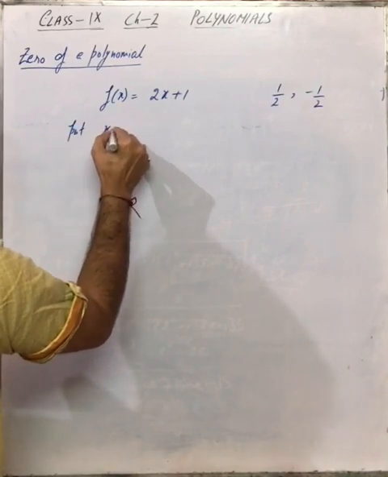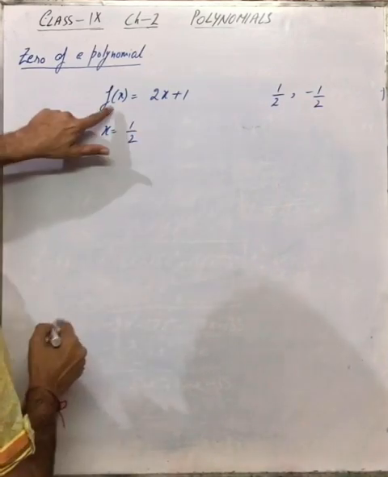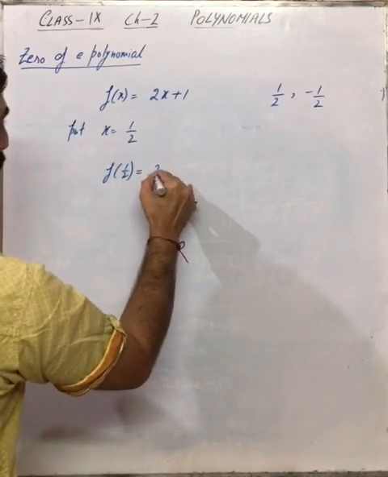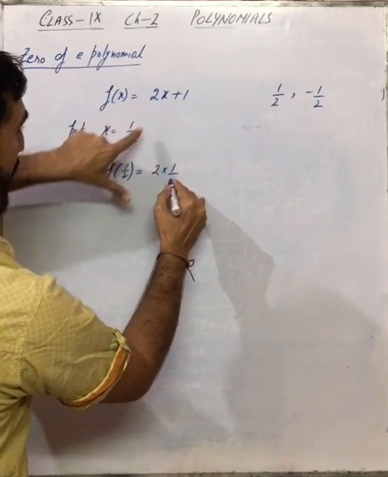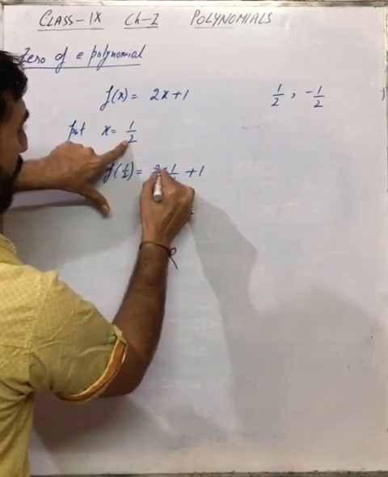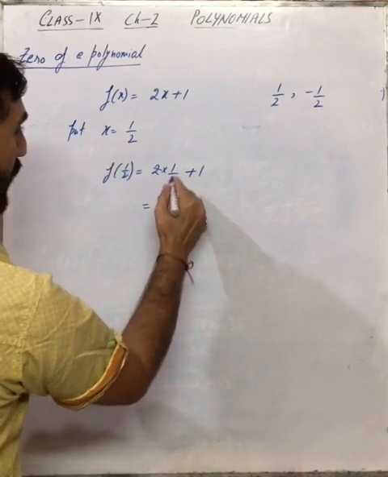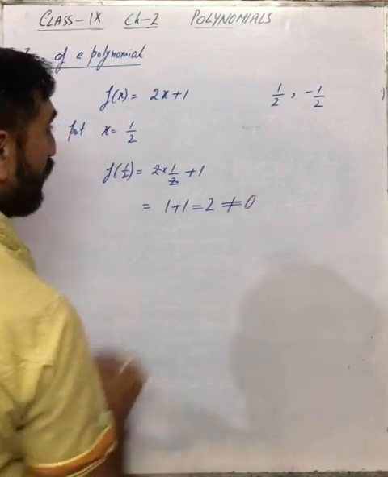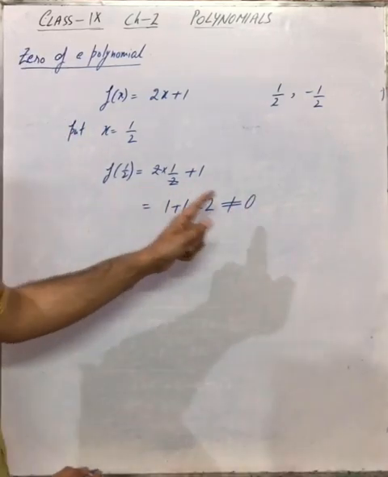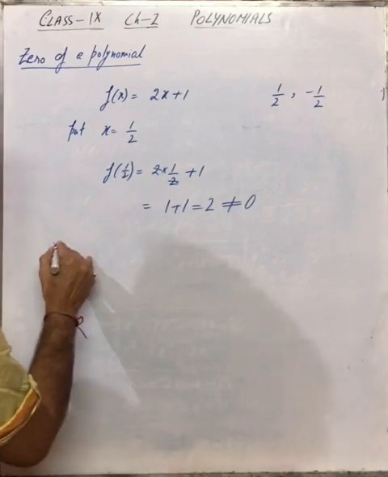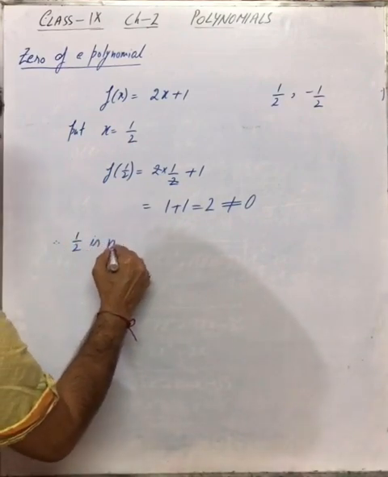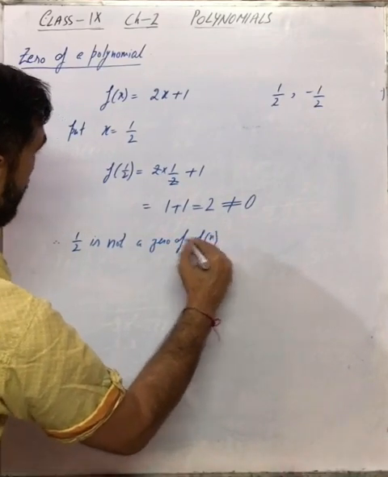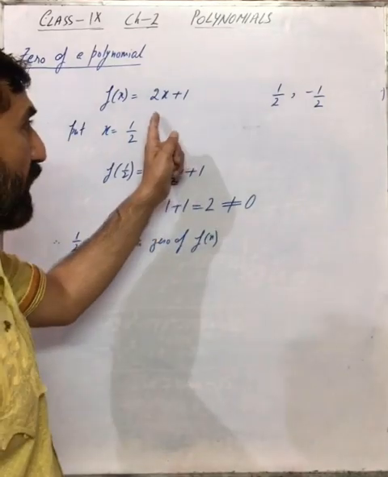Put x is equal to 1 by 2. Putting it here, that means f of 1 by 2 is equal to 2 multiplied by, replace x by 1 by 2, plus 1. 2 and 2 cancel and you will get 1 plus 1, which is 2, which is not equal to 0. As the polynomial doesn't vanish, it means 1 by 2 is not a zero of f(x).